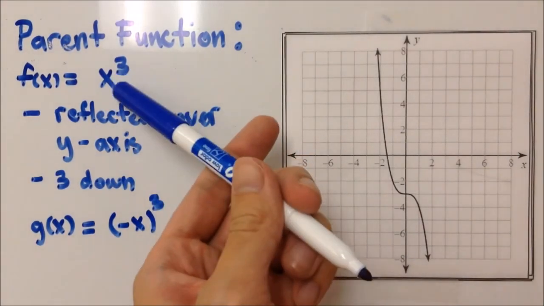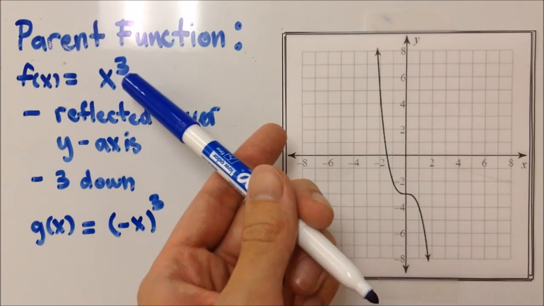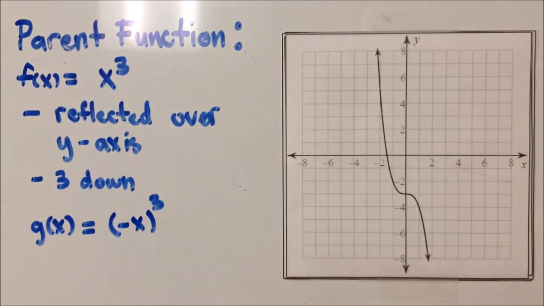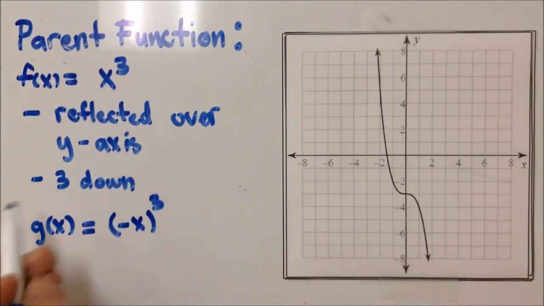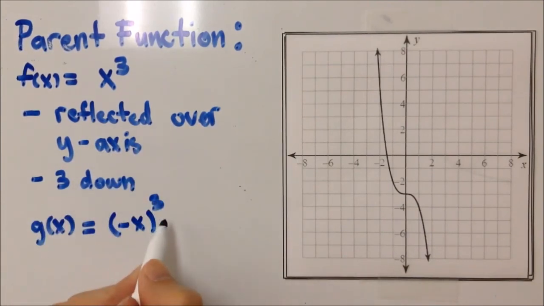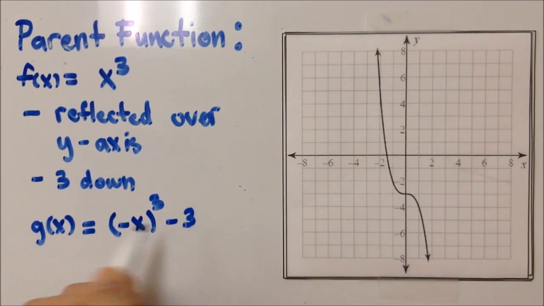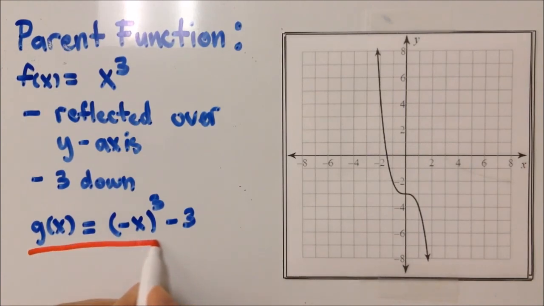Now keep in mind, even though it doesn't have parentheses, we could write it and it would be just on the x. So negative on the x means that it reflected over the y-axis, and since this one is 3 down, that means minus 3 outside the function. So negative on the x reflected over the y-axis, and then minus 3 units down. So our transform equation or function is g of x equal the cube of negative x minus 3.